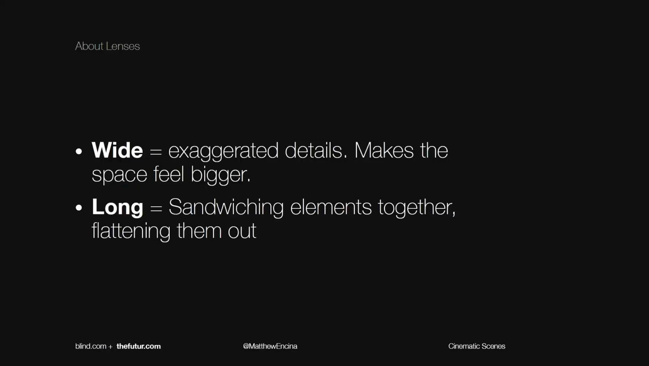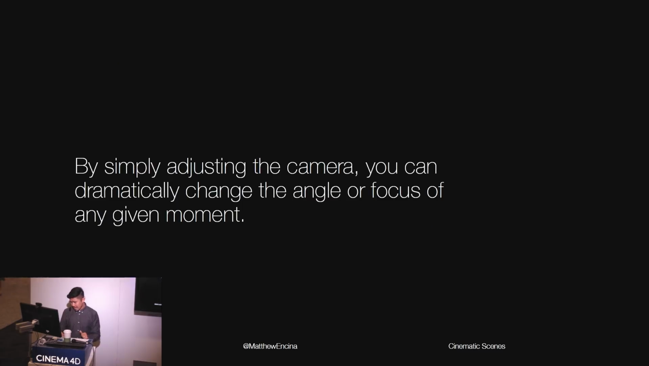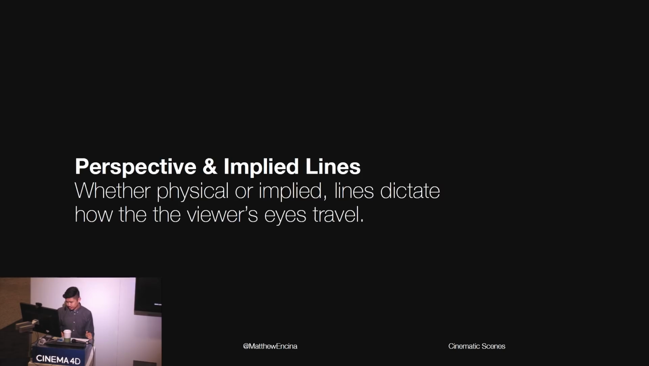So here's a little cheat sheet for you guys in terms of lenses. If you go ultra wide, so these are anything that's 35mm and under, these are ultra wide and they exaggerate the details. They make the space feel bigger. If you use a long lens, these are things like 85mm and above. It sandwiches elements together, making things very flat. And by simply adjusting the camera, you can dramatically change the angle or focus of any given moment.